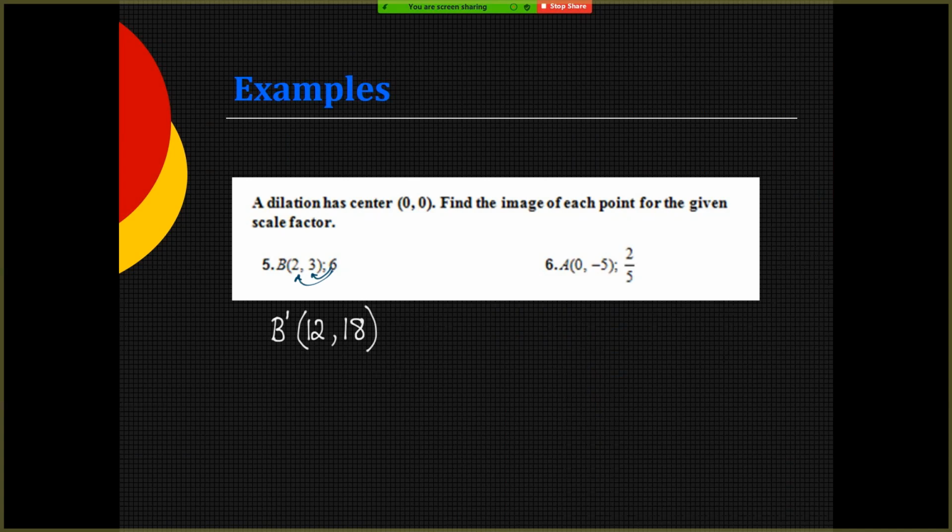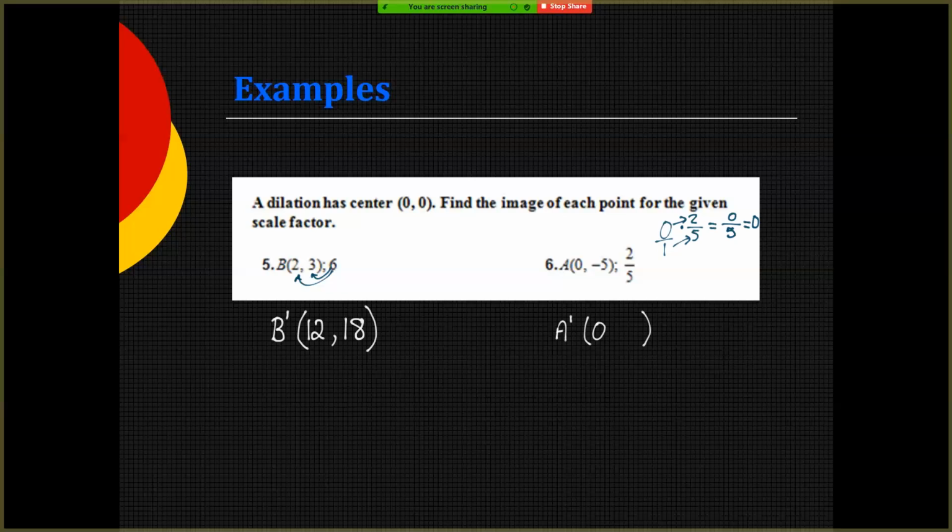For question number 6, we have this time a reduction of 2/5. To figure out A prime, we're going to multiply the original ordered pair by 2/5. So when I take 0 times 2/5, remember we can just make both of them a fraction and multiply straight across. So 0 times 2 is 0, divided by 1 times 5, which is 5, gives me 0 for that x value. So for that one, the x-coordinate doesn't move, it stays at 0.